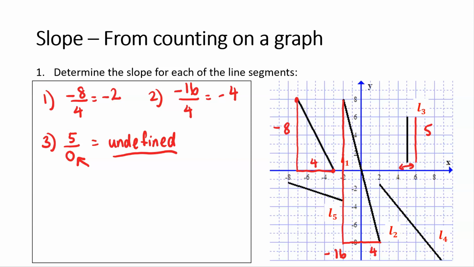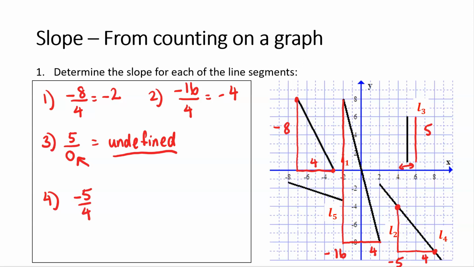Finally, let's look at line 4. We don't have an exact value over there, so we can choose to go from this point to, say, this point here. And if we do so, we're going down 1, 2, 3, 4, 5 times. So we're falling 5, or we have a rise of -5. And we're going to the right 1, 2, 3, 4 times. So for line 4, our slope would be -5/4, which is already reduced as a fraction.